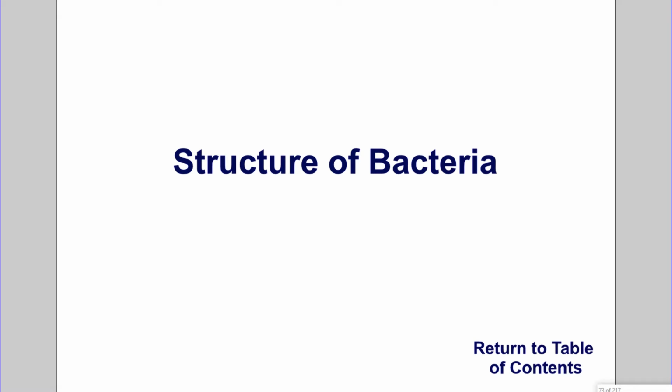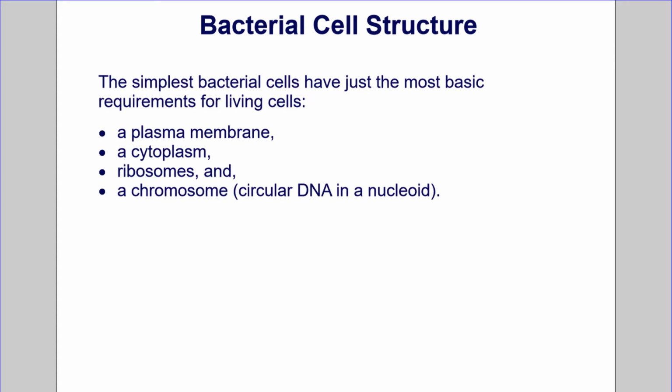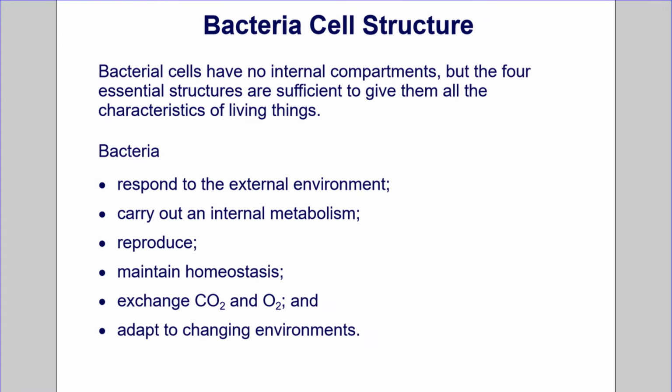Structure of bacteria. Bacterial cell structure. The simplest bacterial cells have just the most basic requirements for living cells: a plasma membrane, a cytoplasm, ribosomes, and a chromosome, circular DNA, and a nucleoid.